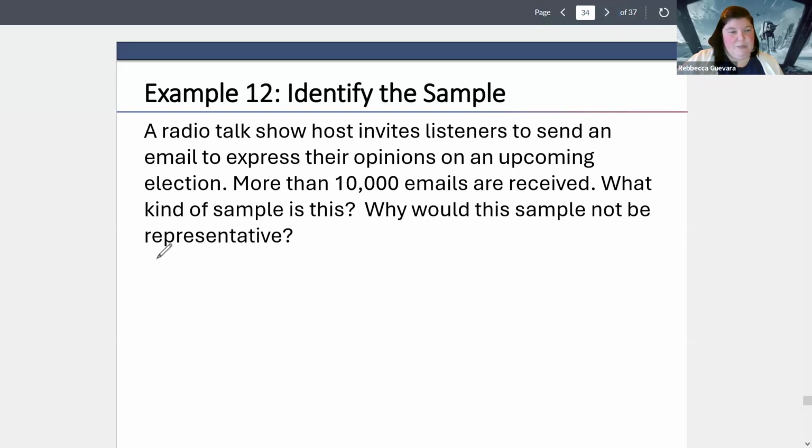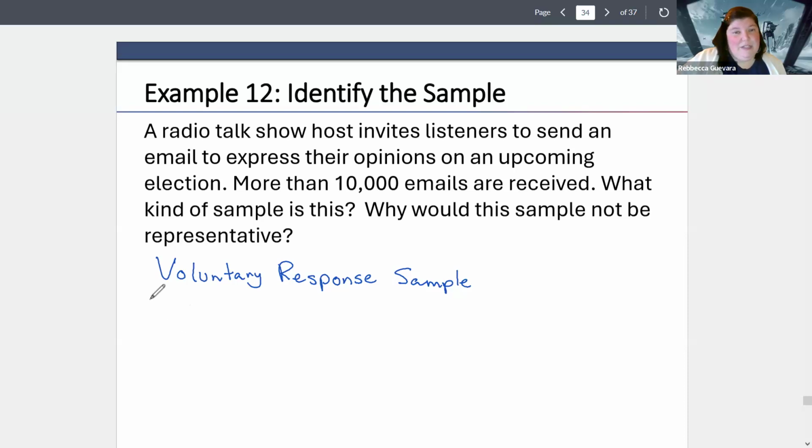I think it's clear that this is going to be a voluntary response sample, because they're asking people to give their opinions. They are invited to. So when you're invited, it's voluntary. So it's a voluntary response sample. So that's the kind of sample we do have.